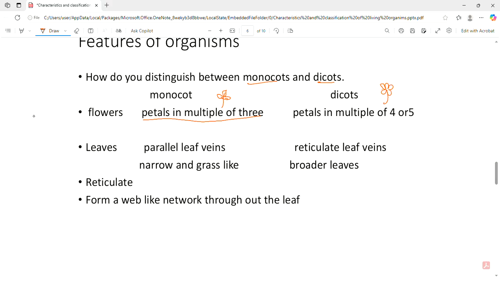Arrangement of leaves. Monocots have parallel leaf veins, narrow and grass-like structure. Dicots have reticulate leaf veins and broader leaves. They have broader leaves. This is their vein structure, and monocots have grass-like leaves. Like that. Parallel leaf veins, we skip it. Parallel veins run alongside each other. Reticulate veins form a web-like network throughout the leaf. So reticulate means forming a web-like network throughout the leaf.